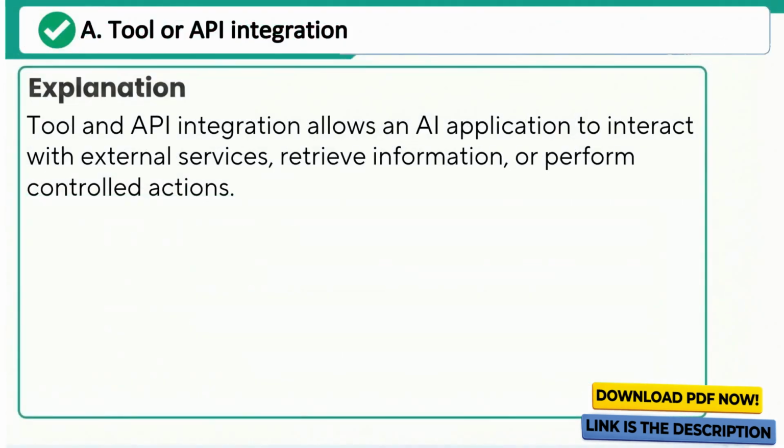Correct answer. A. Tool or API integration. Explanation. Tool and API integration allows an AI application to interact with external services, retrieve information, or perform controlled actions.